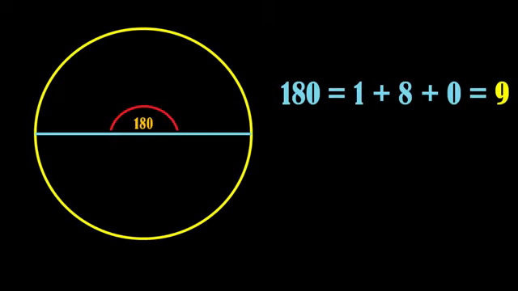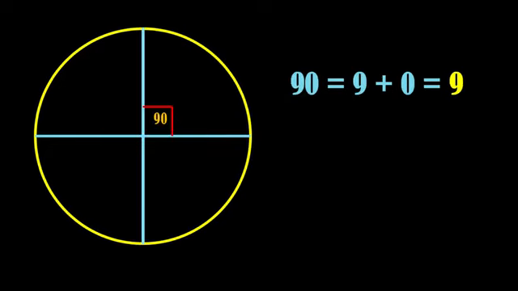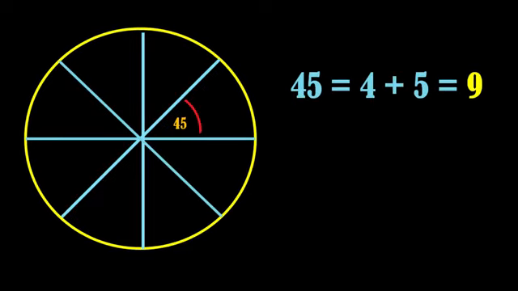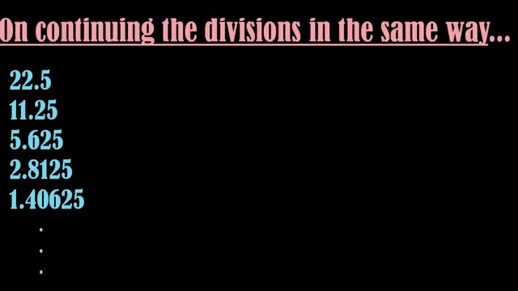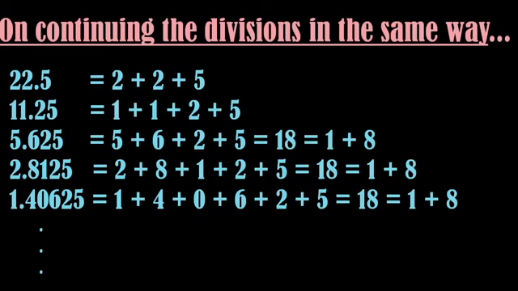A semicircle makes an angle of 180 degrees at the center, which again adds up to 9. Now again divide the circle in half and we have an angle of 90 degrees. Find the digital root of the number, it's 9 again. Repeat the same process and we will get 9 as the digital root. Now see what will happen if we keep on dividing the circle in half repeatedly. Unbelievably, you will get number 9 as the digital root every time, even on repeating the same process infinite times.